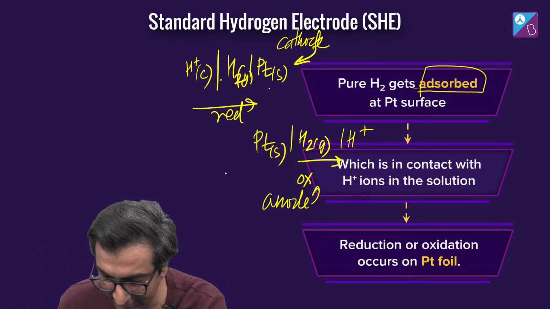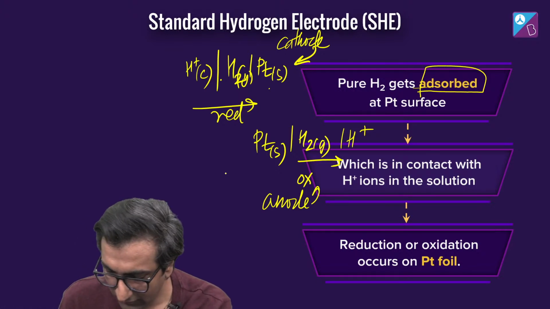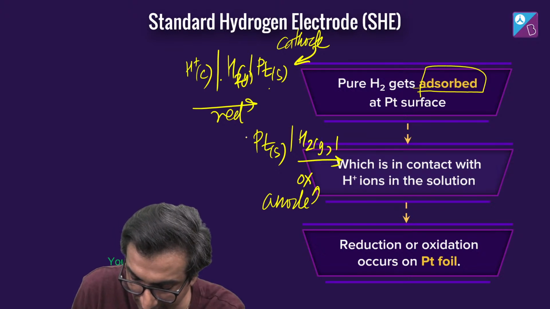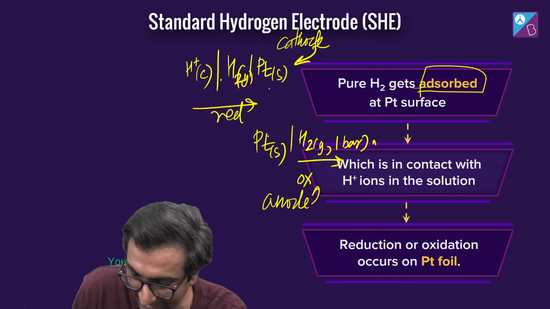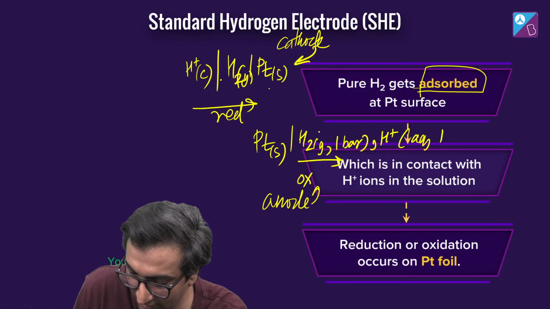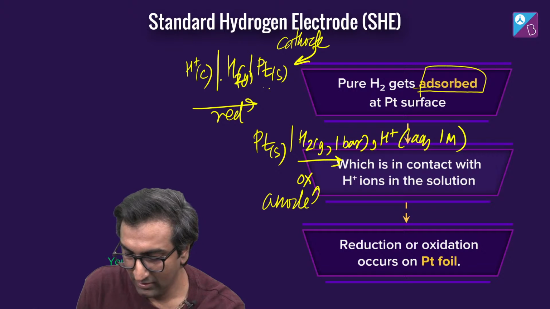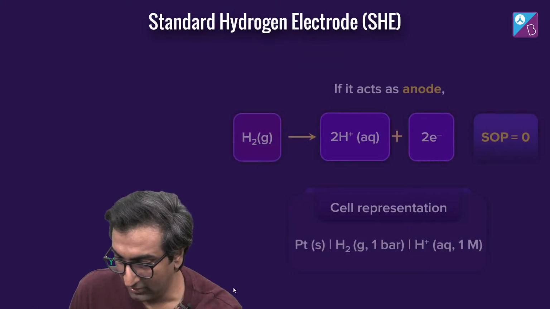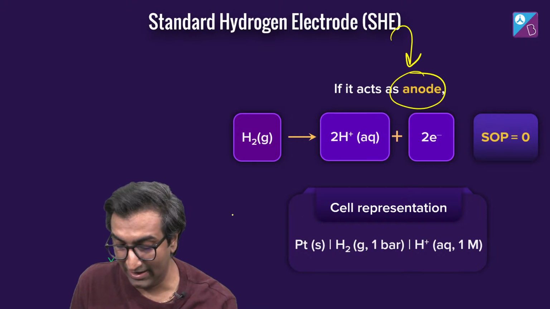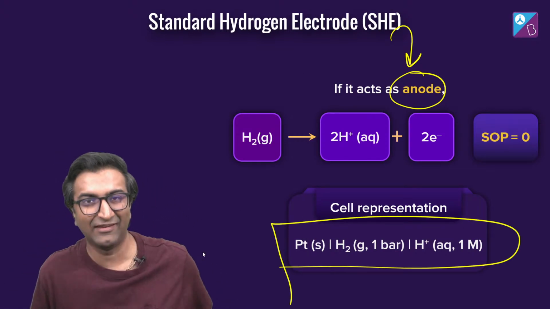Mandal ji, did you understand this? Is this clear? Of course, when I'm writing this, the best way to do this would be to specify what is the pressure. So I would say 1 bar, and I will say H plus, which is aqueous obviously, but also I will say 1 molar. Similarly, यहाँ पे concentration वो सब चीज लिख लेंगे, ठीक है? So reduction oxidation दोनों है platinum foil पे. So if this is acting like an anode, if SHE is acting like an anode, this is the cell representation. Mandal ji, gas electrode is clear?